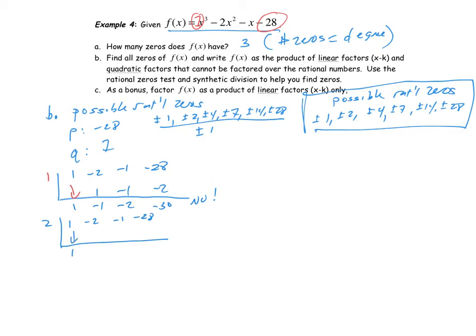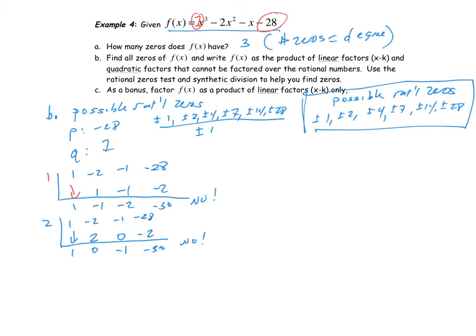So 1 times 2 is 2, negative 2 plus 2 is 0. 2 times 0 is 0, negative 1 plus 0 is negative 1. 2 times negative 1 is negative 2. And again, we're going to get negative 30. So no, 2 is not a 0.